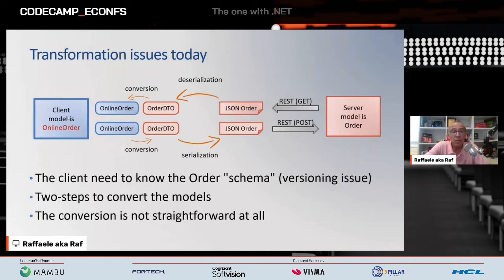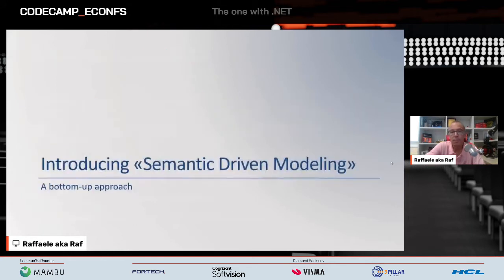And if this client is a service and this server is another service, you end up having multiple conversions when you have a chain of calls, because it may happen that one service has to call several others.